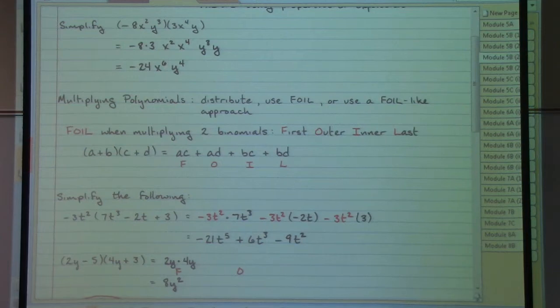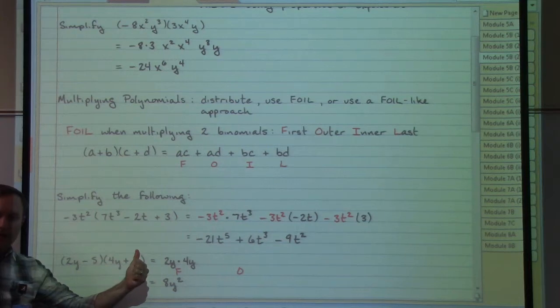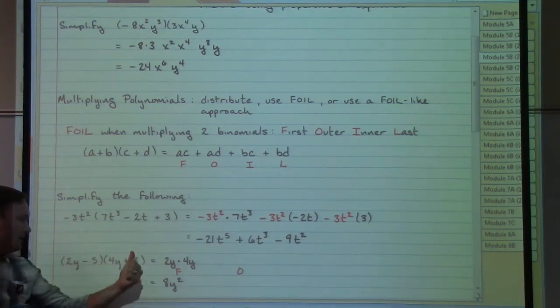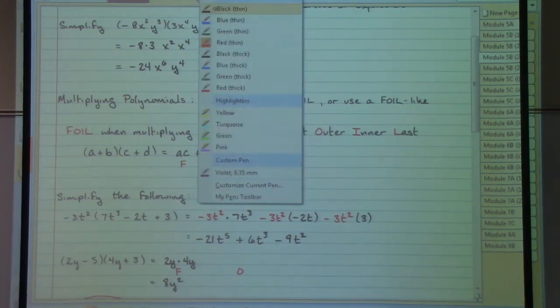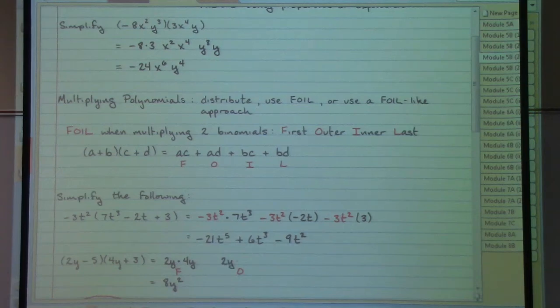The O part of FOIL refers to the word outer. Outer more specifically refers to when I look at the entire multiplication problem, I want to take the outside terms, what is on the front outside and what is on the back end outside. So 2y times a positive 3. If I go ahead and multiply those together, I'm going to end up with a 6y.